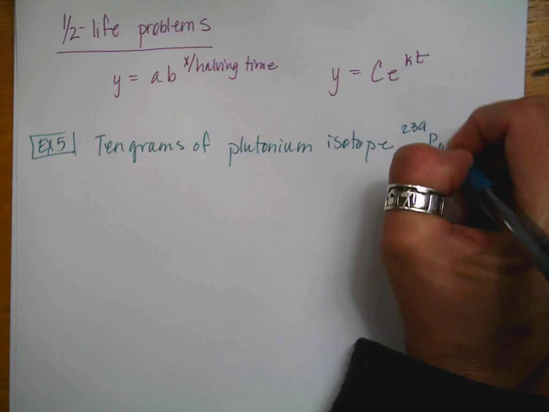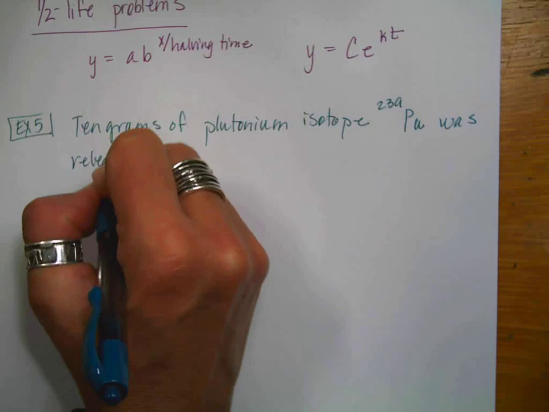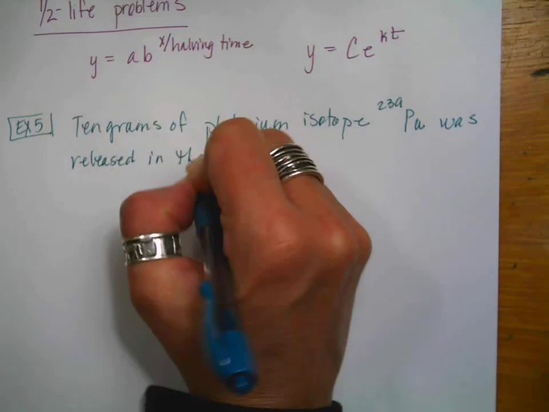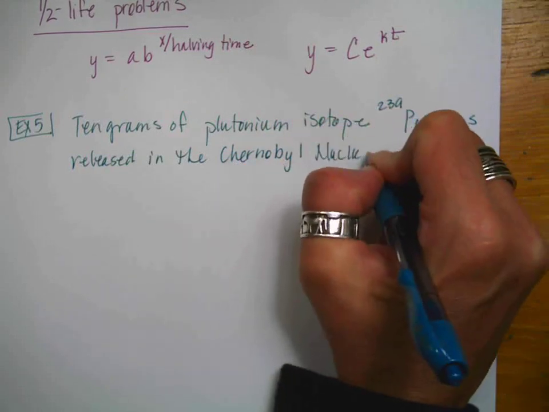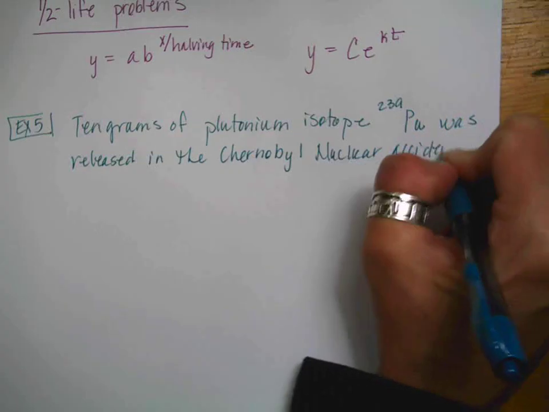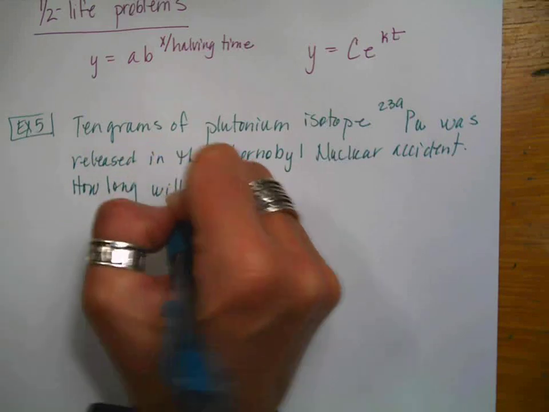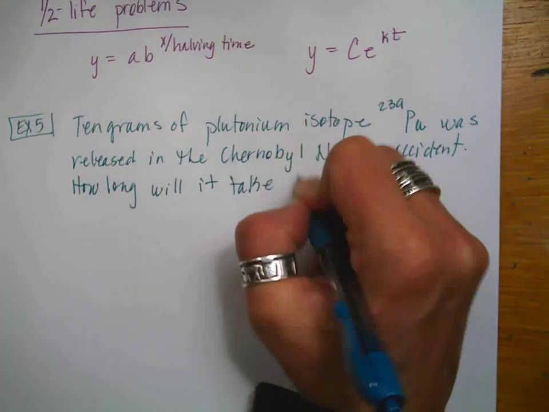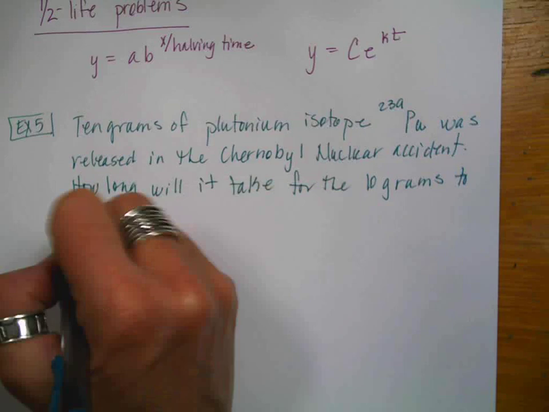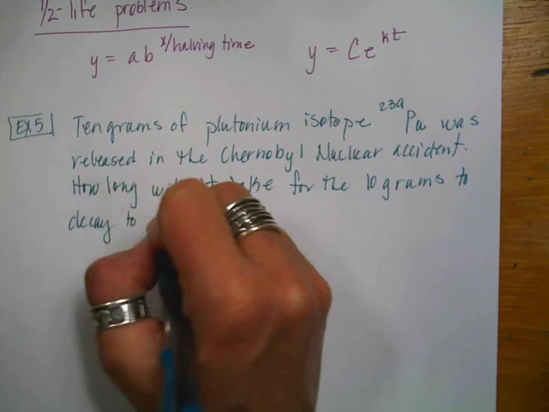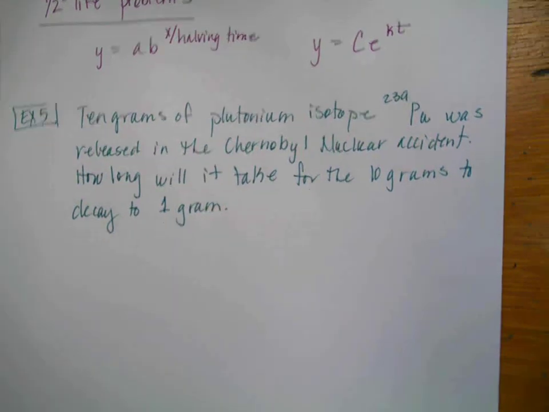isotope, and I'm going to write it, I'm hoping this is correct because it's been a long time since I took chemistry, was released in the Chernobyl nuclear accident. How long will it take for the 10 grams to decay to 1 gram?